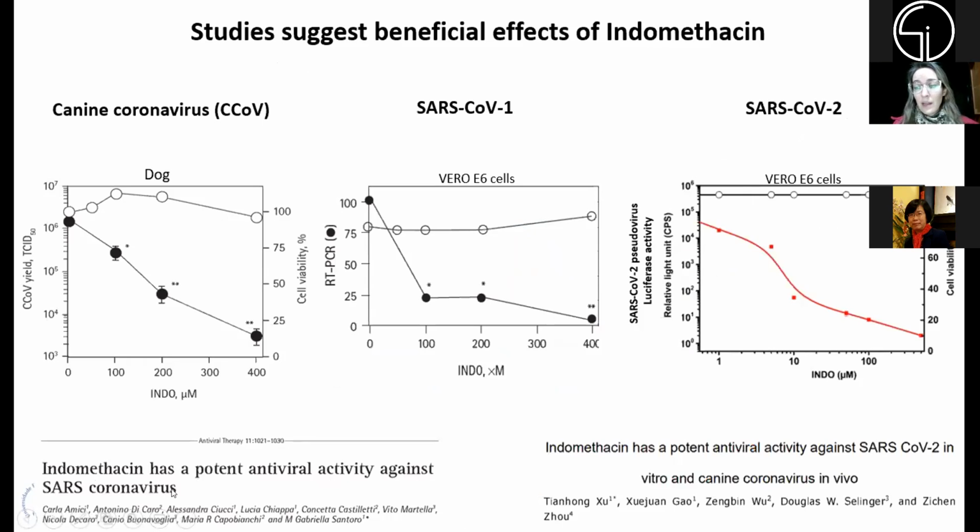Its antiviral actions were first discovered with canine coronavirus and SARS-CoV-1, where it blocks the viral RNA synthesis. Indomethacin was subsequently shown to be active against SARS-CoV-2 in vitro. Importantly, the antiviral effects were seen at normal anti-inflammatory dose levels.